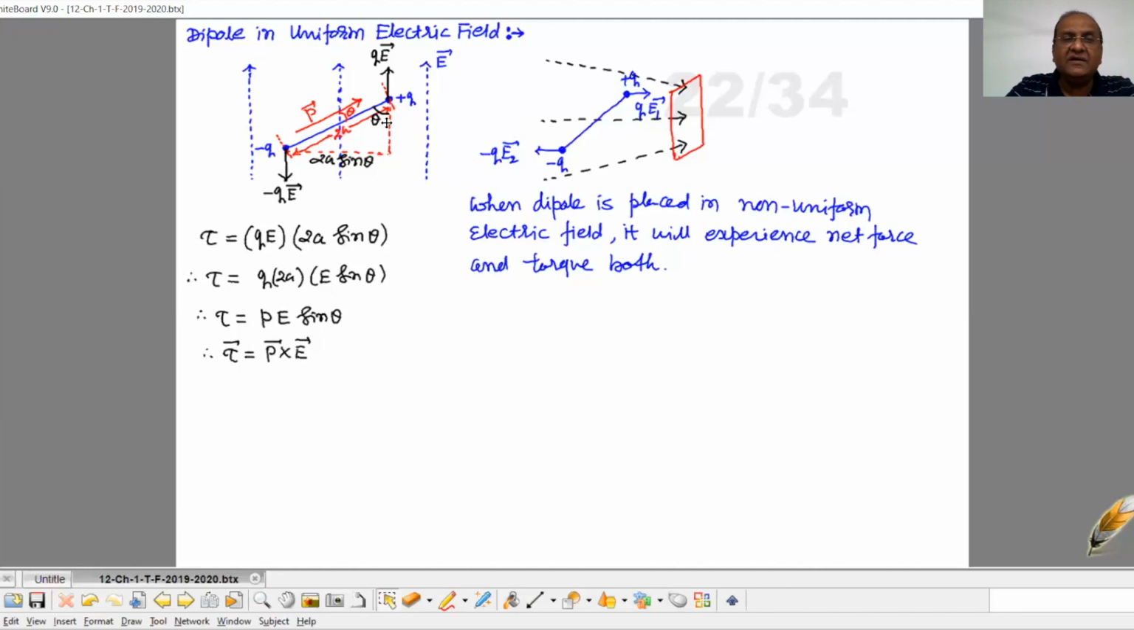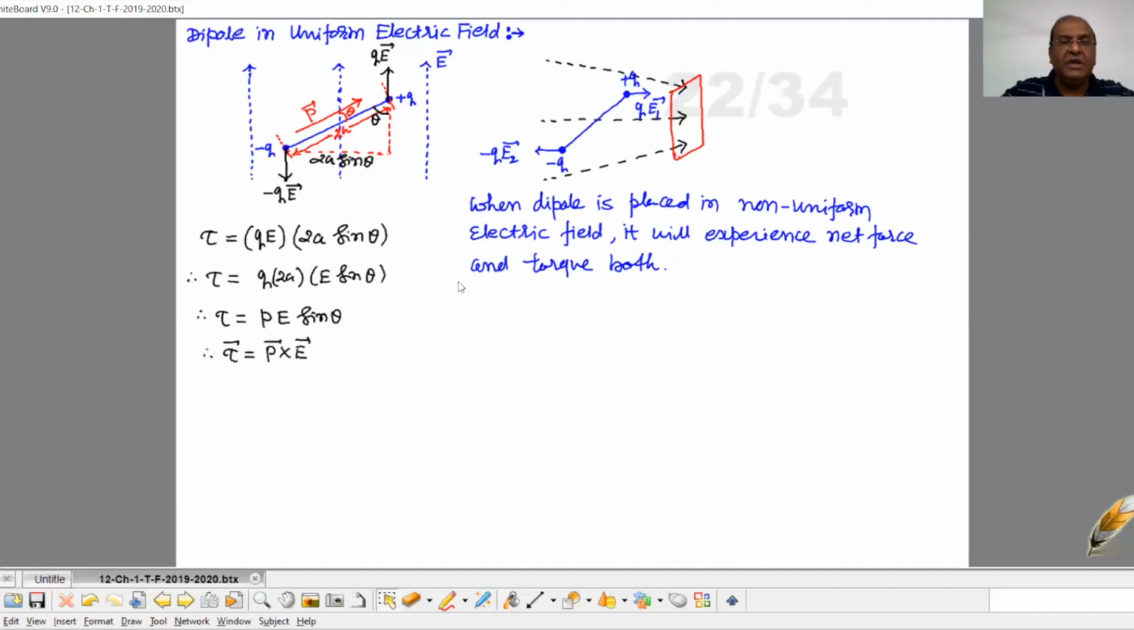Now see here, two forces are acting. These two forces are equal in magnitude and opposite in direction. So net force will be zero, but these two forces are not collinear. It implies that they will form a couple, and now it will produce the torque. Clear? So due to net force being zero, there will not be the translational motion of the dipole, but due to torque, we get the rotational motion.